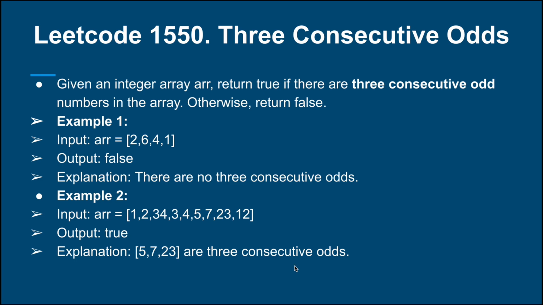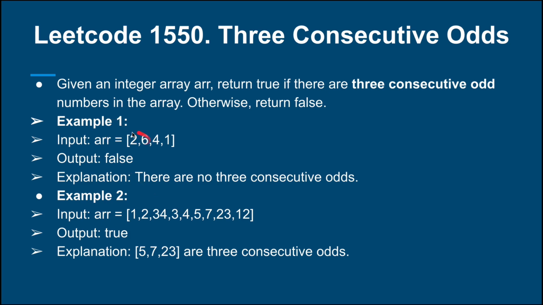Okay, what I told you is that we are given an array of elements, which are integers, and we need to return true or false. If we return true, it means there are three consecutive odds in the array. Okay, that is consecutive.